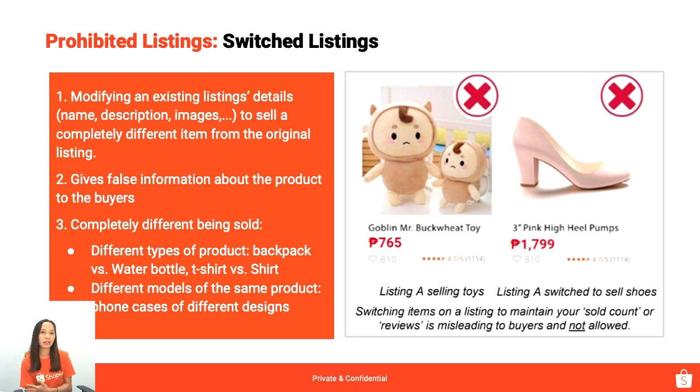And because of that, si seller naisip niya na, ay meron akong bagong item, papalitan ko tong current listing ko ng sapatos para isipin ng mga buyers ko na itong sapatos na to marami na rin bumili at mataas yung ratings niya. So hindi po siya pwede sa ating platform because that is switch listings. So misleading siya for our buyers. So it also is a completely different item from the one being sold. So yan yung ating example.